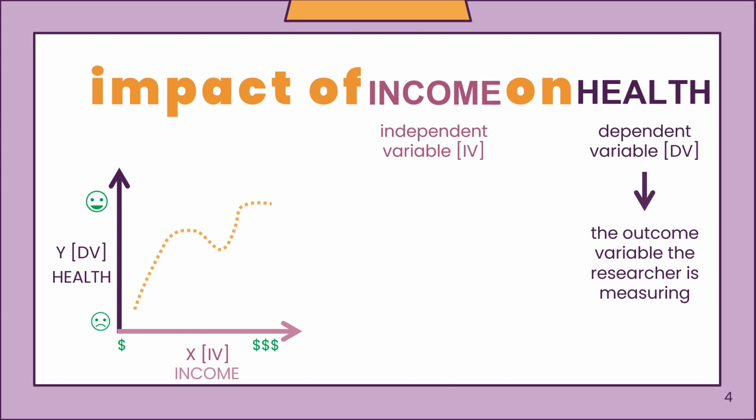And here we can see that as someone's income increases, health is also generally increasing as well. So then as a researcher, I would dig deeper into this and try to figure out why and what exactly is happening and all of that. But here we are looking at the impact of income on health, where health is the dependent or outcome variable.